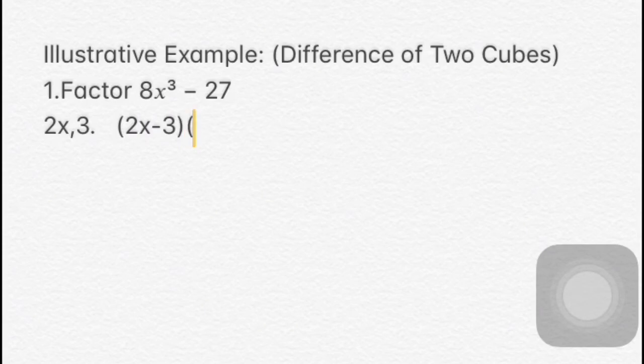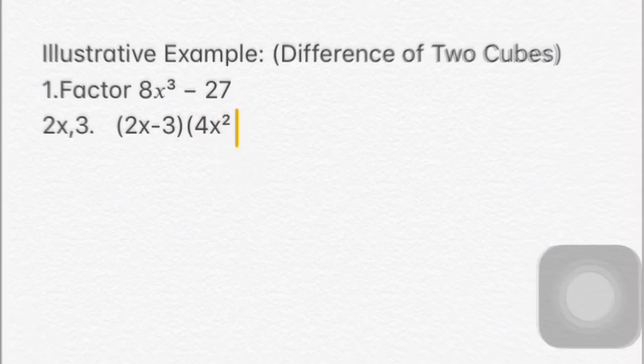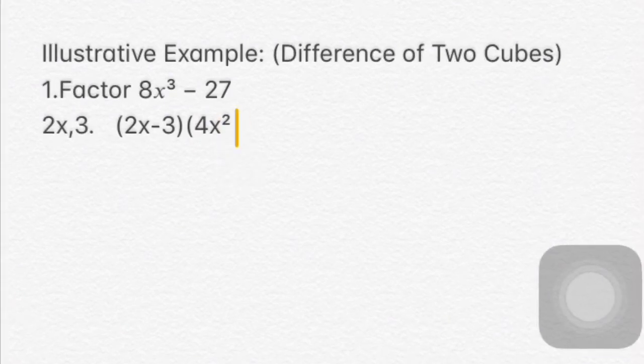And for the second factor, we're going to have first the square of the first term. So 2x squared is 4x squared. Then you are going to multiply the two. So we're going to have 2x times 3 is 6x. So this is plus 6x. Then you're going to have the square of the second term of the first factor, 3 squared. That will be 9. So this will be our answer.